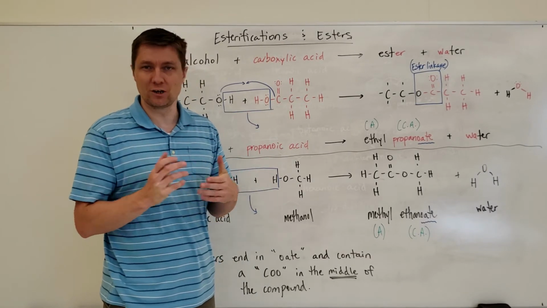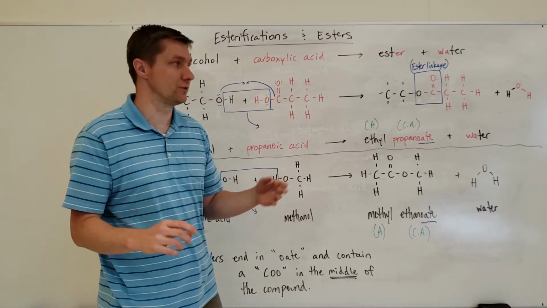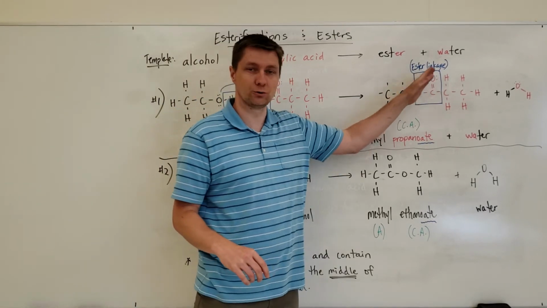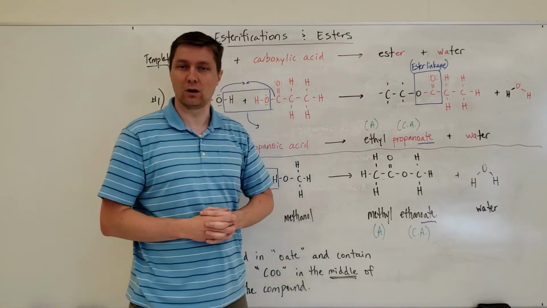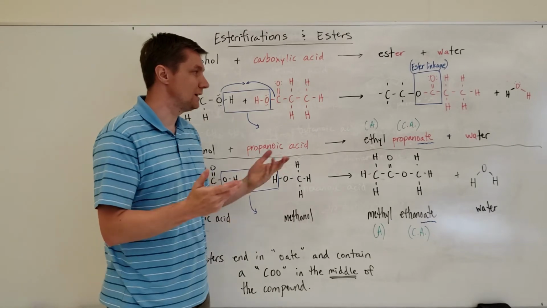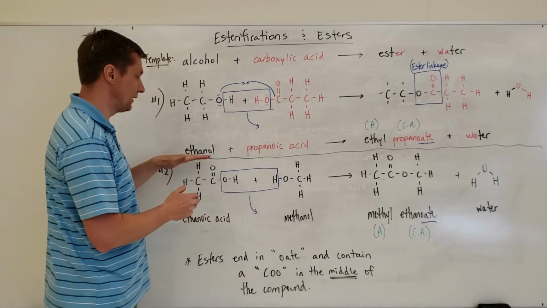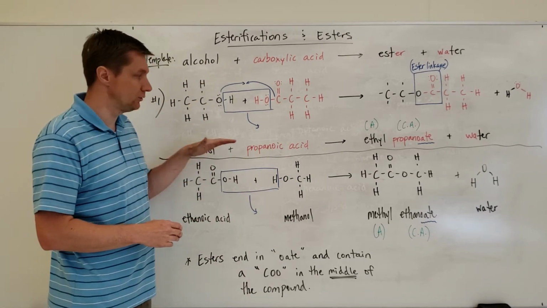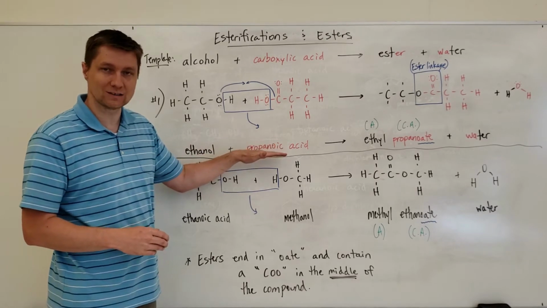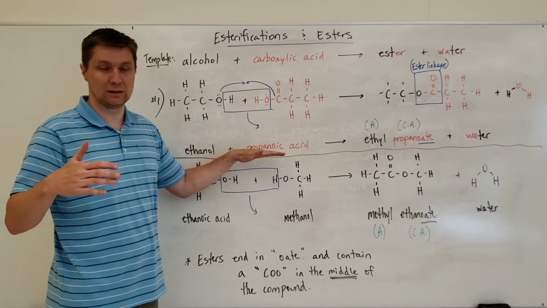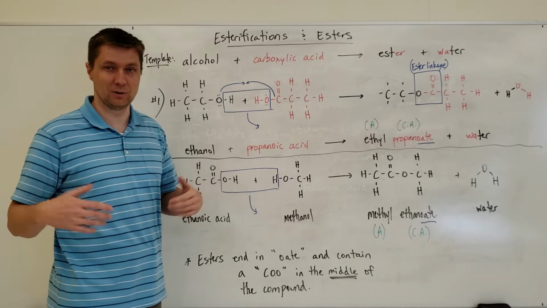So anytime that you're trying to identify esters, you're always looking for this COO functional group in the middle of the compound. Now, the way that we name this is we need to know the name of the alcohol that was being used and the name of the carboxylic acid that was being used to make the name of the ester that is being made.